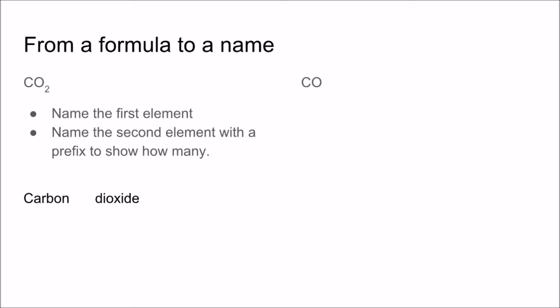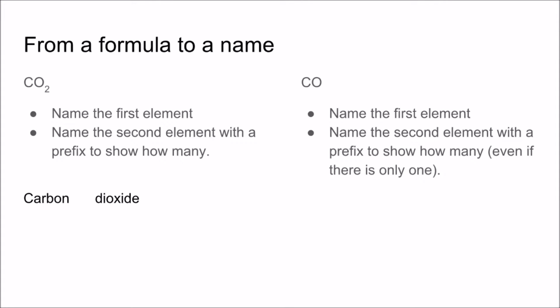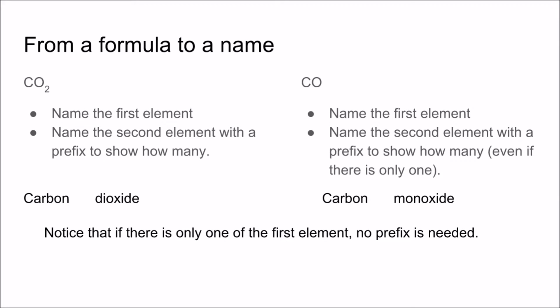CO, again, another familiar compound. Let's see where the name comes from. We're going to name the first element, then we're going to name the second element with the prefix to show how many there are, even if there's only one. So this is carbon monoxide. Now, one thing I want to point out is that since there's only one of the first element, carbon, in both these cases, we don't use a prefix for the first element if there's only one. So it's not monocarbon dioxide or monocarbon monoxide.